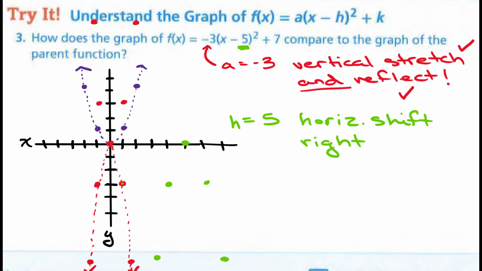Now, my scale is not perfect. I am not a computer. I don't expect you to be either, but these should look like they've got the same width. This is still a skinnier graph than the original.